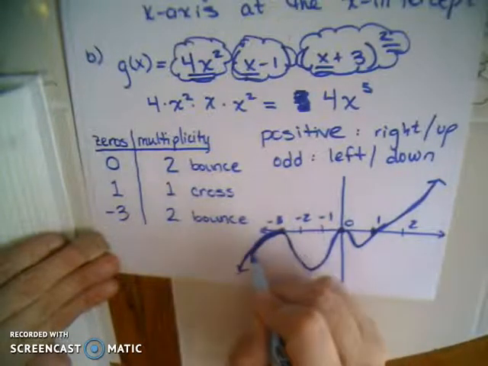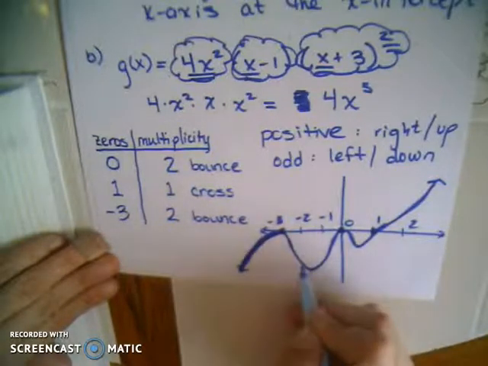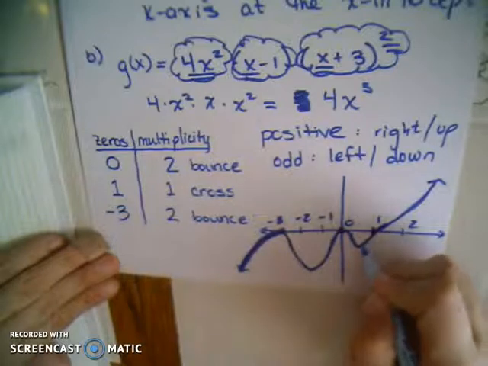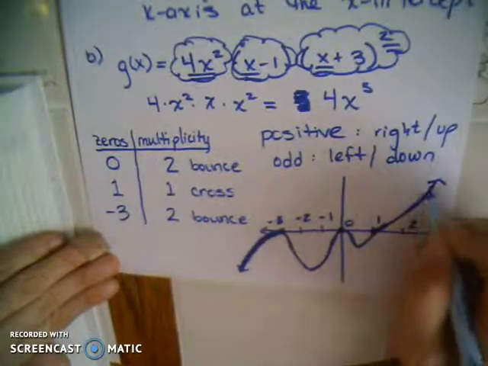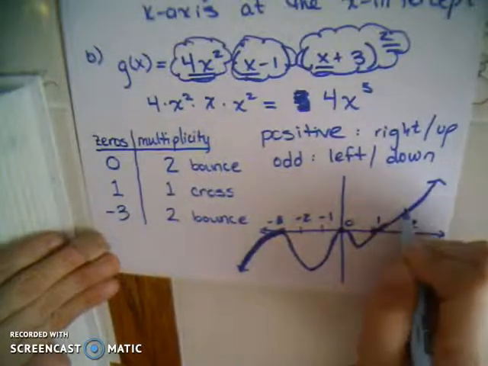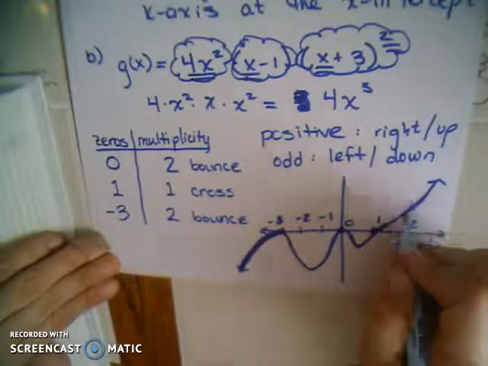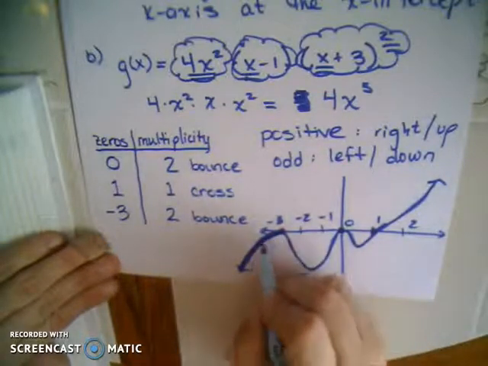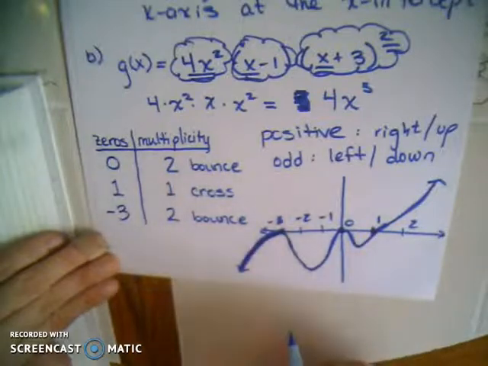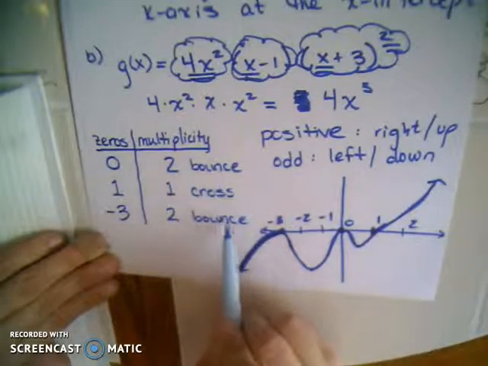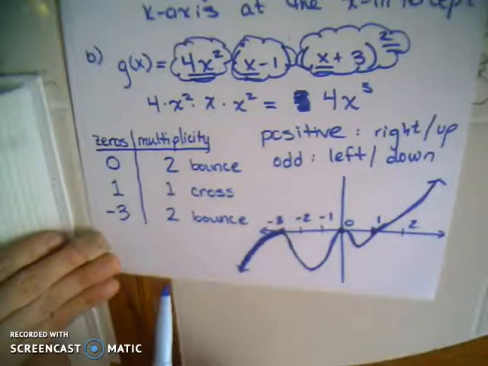So again, bounce means you're going to touch your intercept and then just turn around and go back the way you came. And cross means you're going to actually cut through the x-axis and continue on in the exact same direction that you're going. So if before you're going up, you're going to cut through and keep going up. If you bounce, you're actually going to change. You're going to go up, touch it, and then go down. So that's what the bounce and the cross mean, and how multiplicity tells us what to do with each one of them.